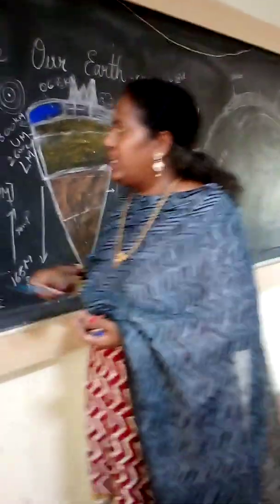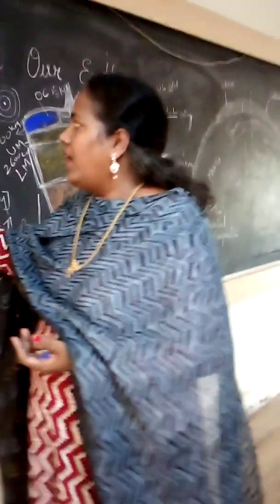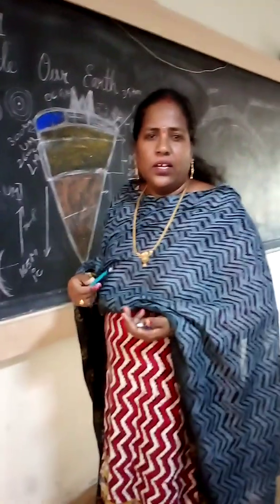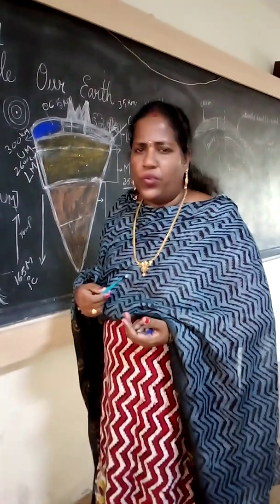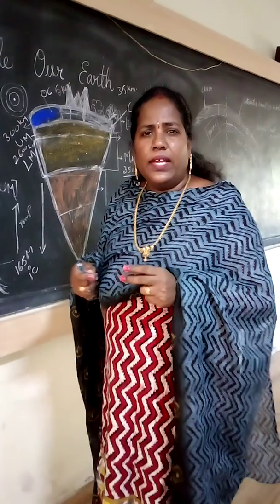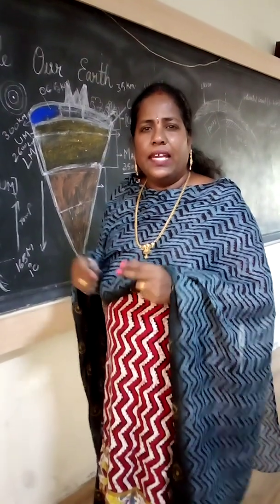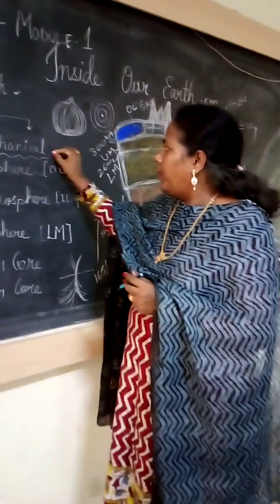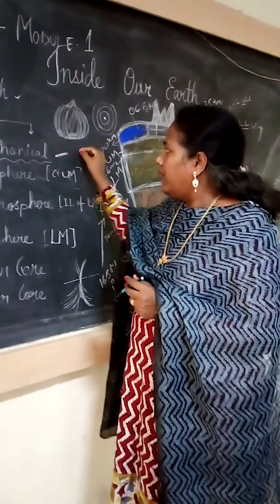The earth is divided based on the mechanical composition. Here mechanical means the earth is moving. Can you experience that movement? No. Because it moves very slowly. It moves very slowly. The tectonic plates are there. These are called the tectonic plates.